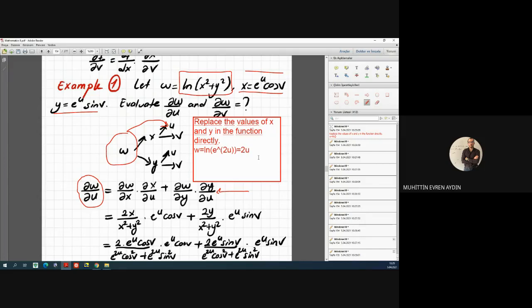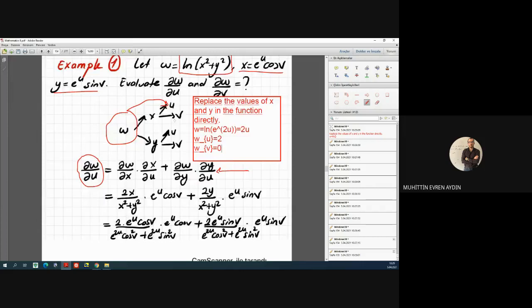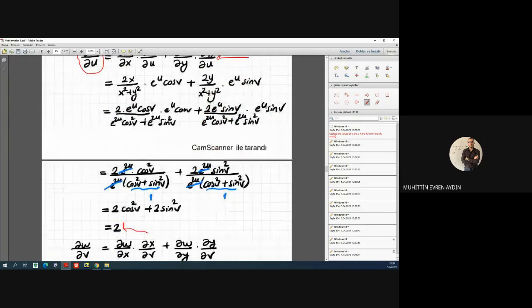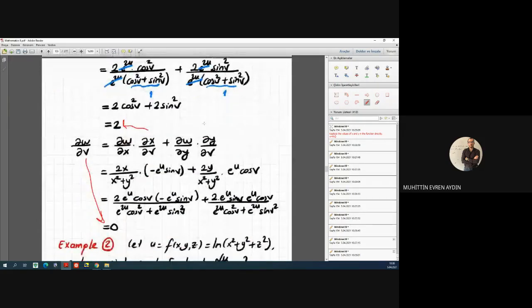So the derivative of w with respect to u is equal to 2, and with respect to v, you see there is no variable v, so we treat the whole function as a constant, so we have 0. This is another way. I think it is simpler.